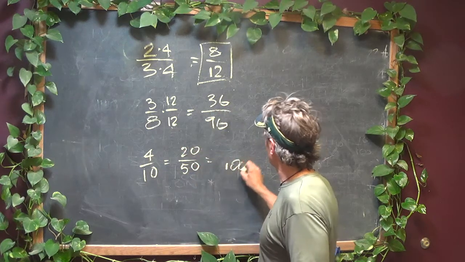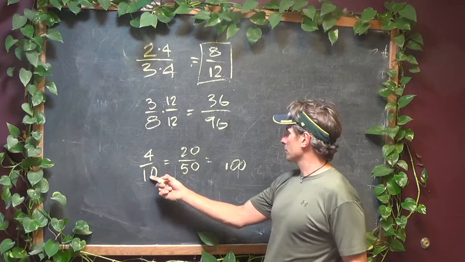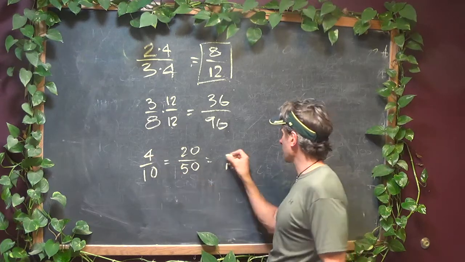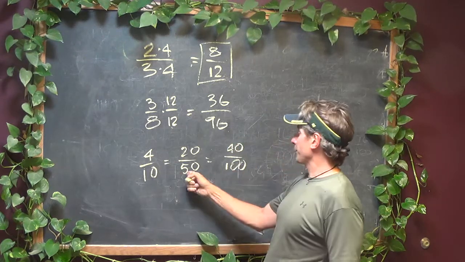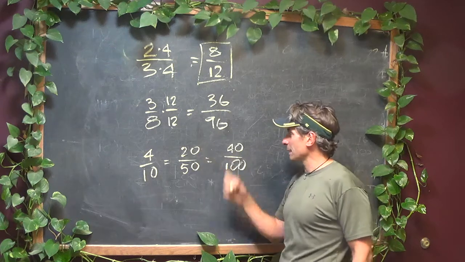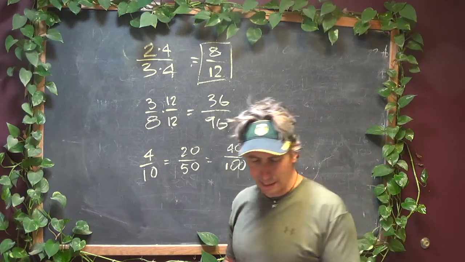And to get to 100, well, there's a couple ways you can do this. You can do 10 times 10, which means 4 times 10 to get 40. Or you could also do 50 times 2 to get to 100, 20 times 2 to get you to 40. Either way, it gets you the same place.